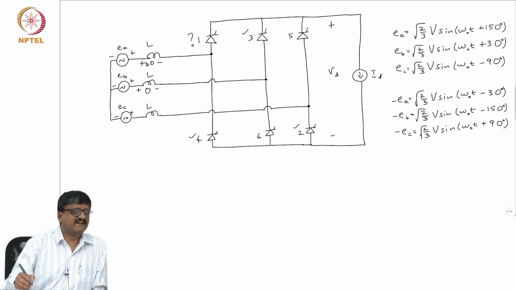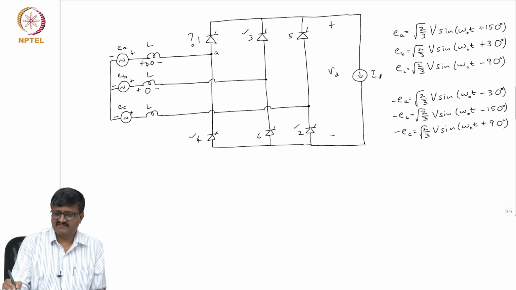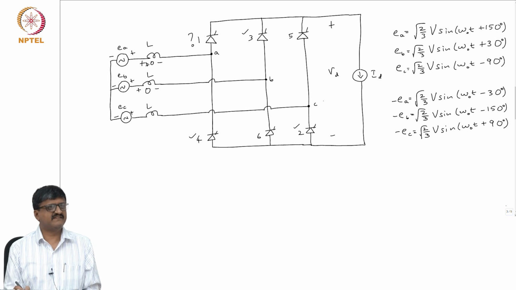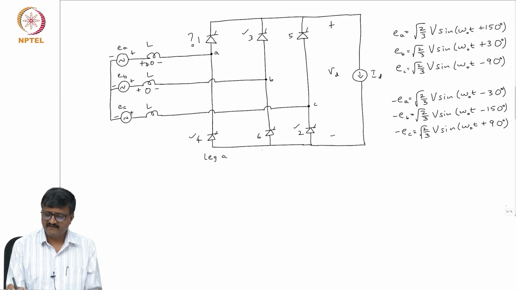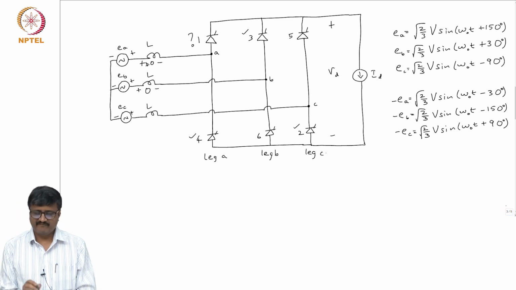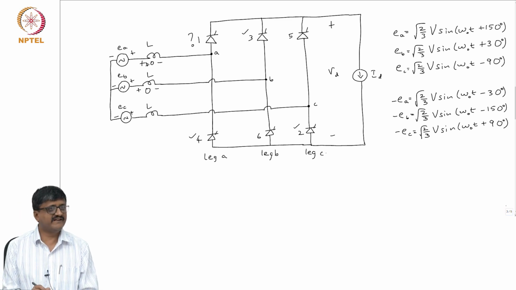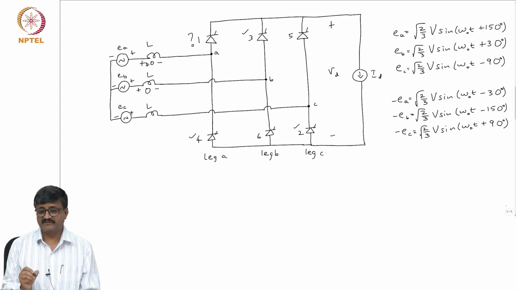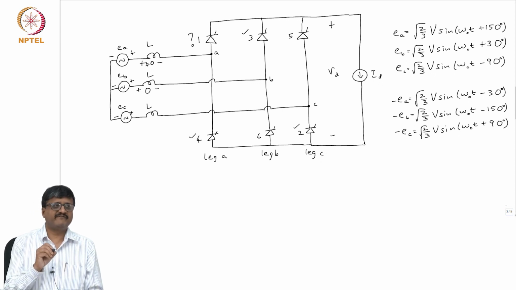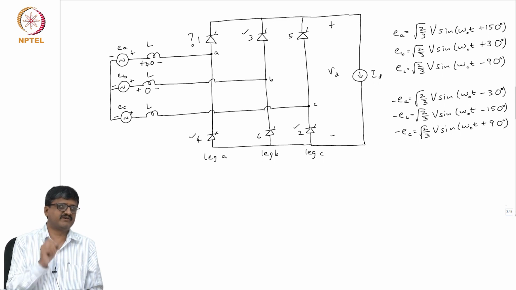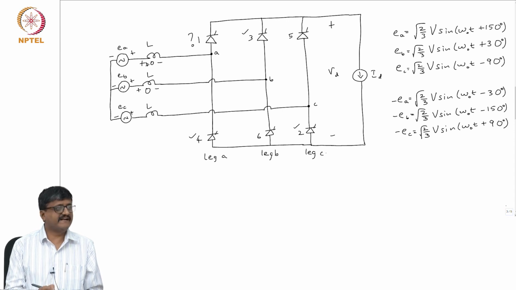See, in a leg, let me just explain. Suppose I have these 3 points A, B, C. These are the AC side terminals A, B, C. This is called leg A, leg B, leg C. Now, if I take leg A, when 4 is conducting, what is voltage across valve 1? No, see, when I say voltage across valve 1, I have defined the voltage across a valve. It is voltage of anode with respect to cathode. So, it is minus VD. So, voltage across valve 1 when 4 is conducting is minus VD.